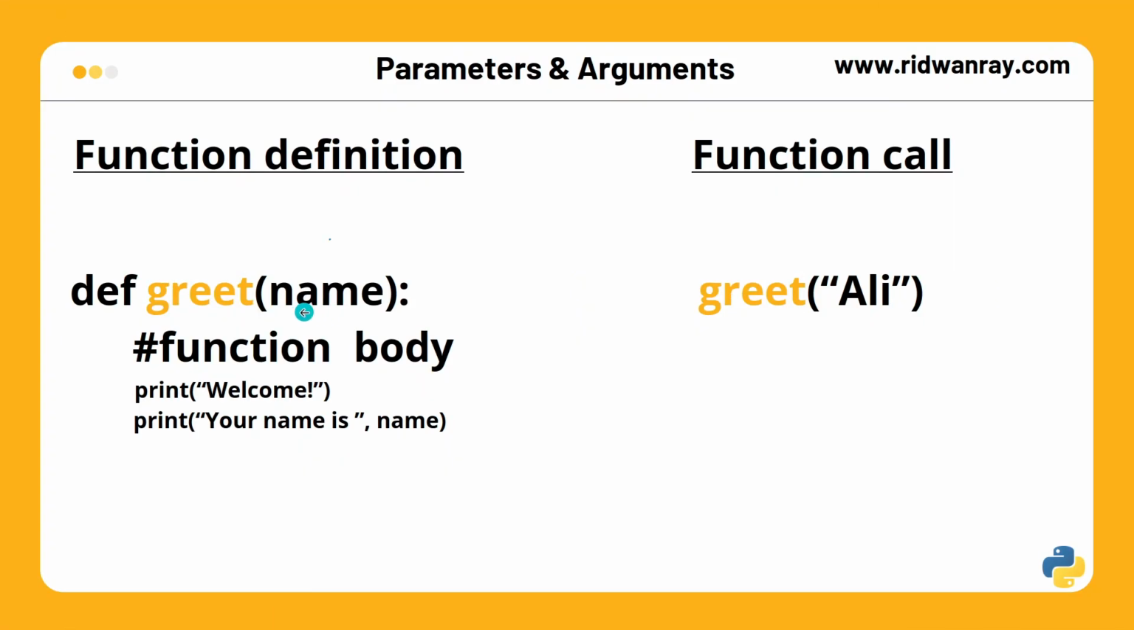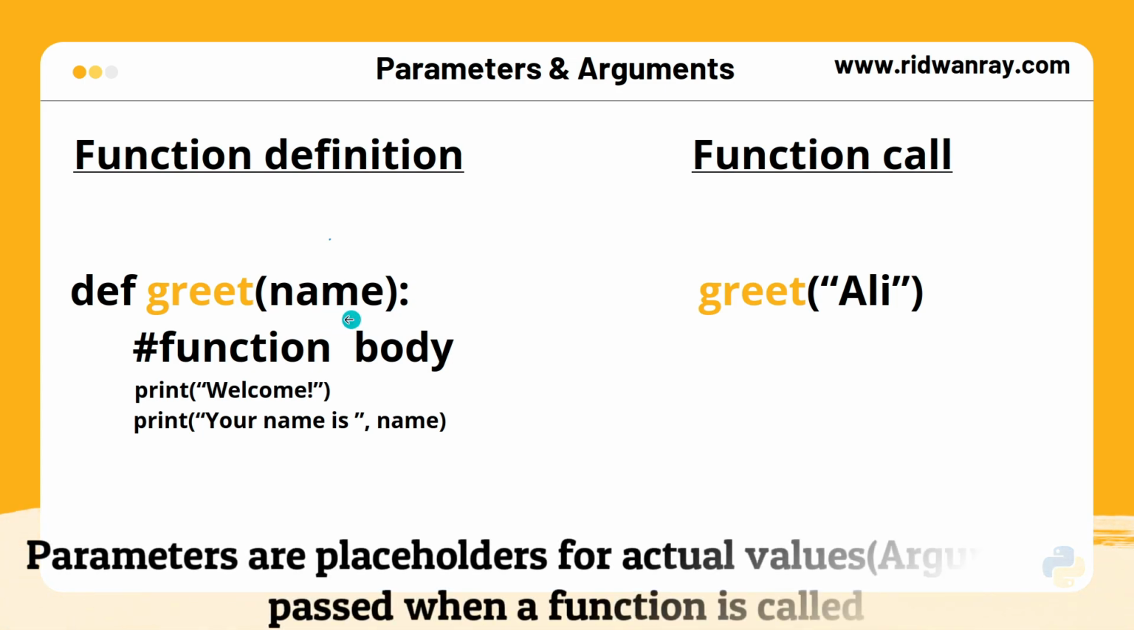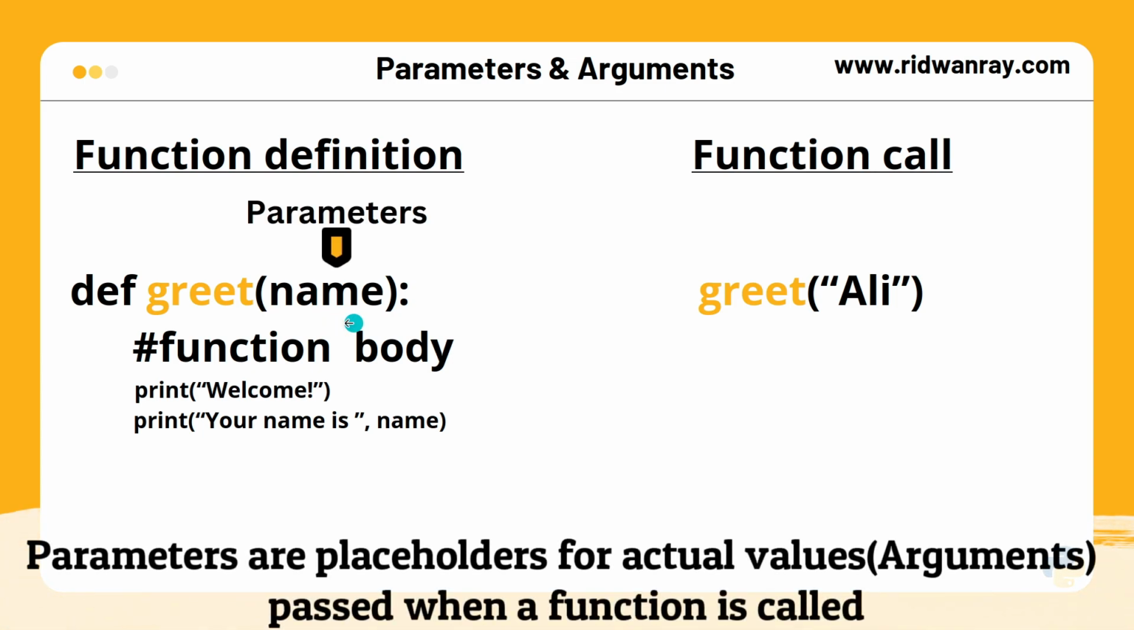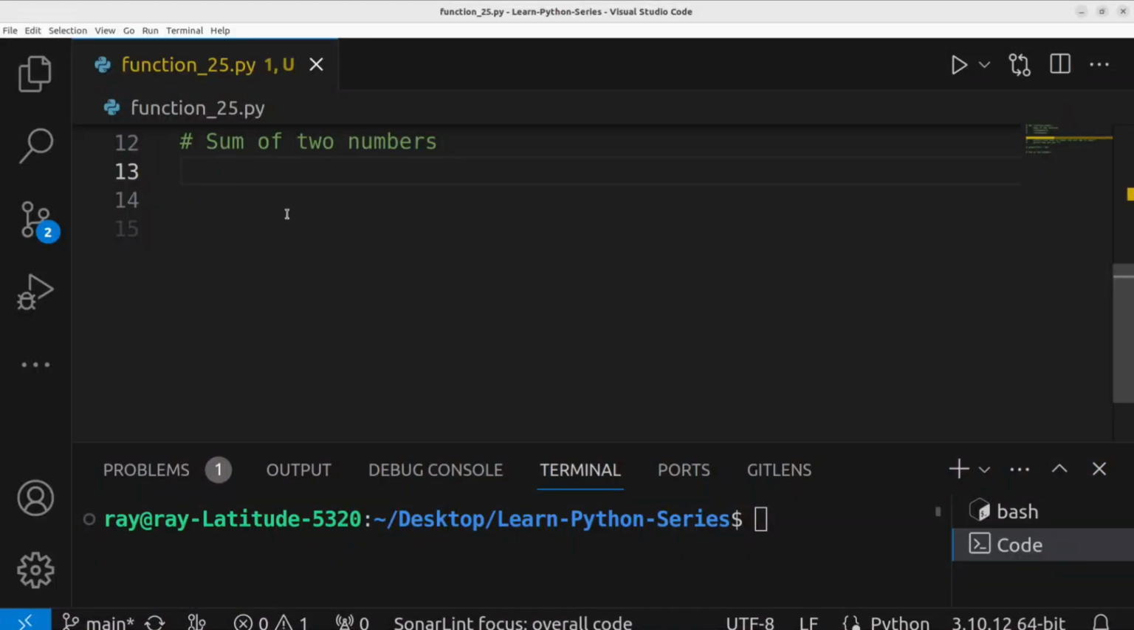Whenever you define a function, you are allowed to put a placeholder that would be passed when the function is called. The placeholder you put in between parentheses are called parameters, and you can actually make use of those parameters in the function body. As you can see, the greet function is now customized to say the name of the person. The actual values sent or passed when we call the function are called arguments. Let's write a function that calculates the sum of two numbers.